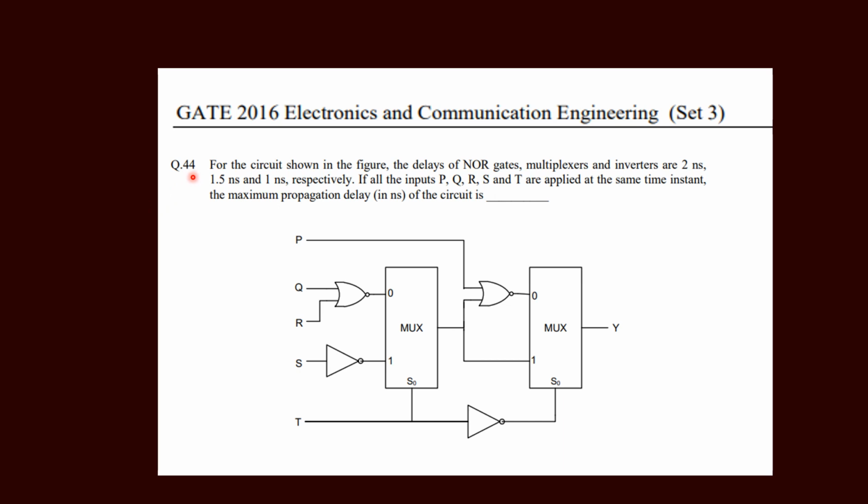The question number is 44 and the question is, for the circuit shown in the figure, the delays of NOR gates, multiplexers and inverters are 2 nanosecond, 1.5 nanosecond and 1 nanosecond respectively. If all the inputs P, Q, R, S and T are applied at the same time instant, the maximum propagation delay in nanosecond of the circuit is. So here we need to find out the solution for this.